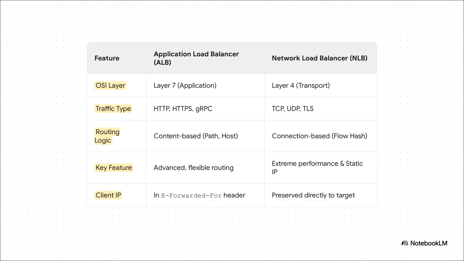The application load balancer, or ALB, operates at what's called Layer 7, the application layer. That means it actually understands protocols like HTTP and HTTPS. It can look at the content of a request, the URL path, the headers, all that good stuff, and make really smart routing decisions. The network load balancer, or NLB, works way down at Layer 4, the transport layer.